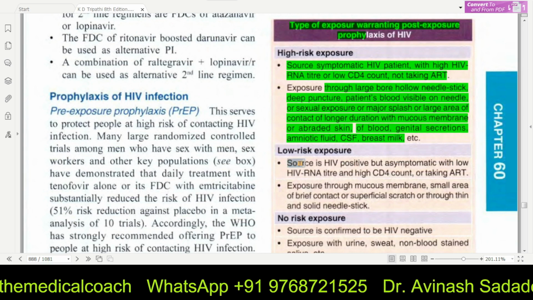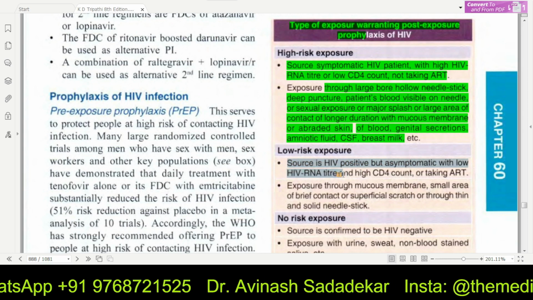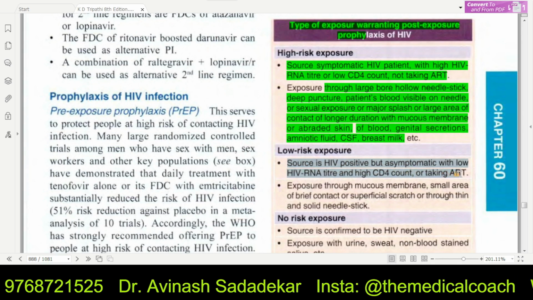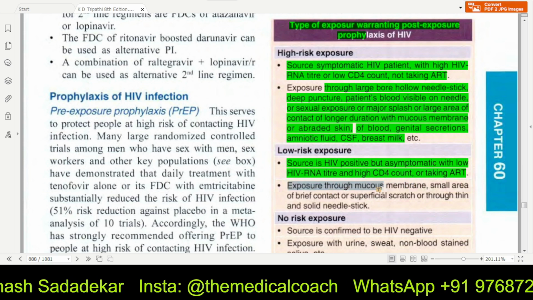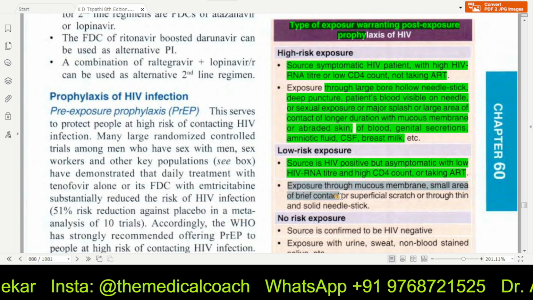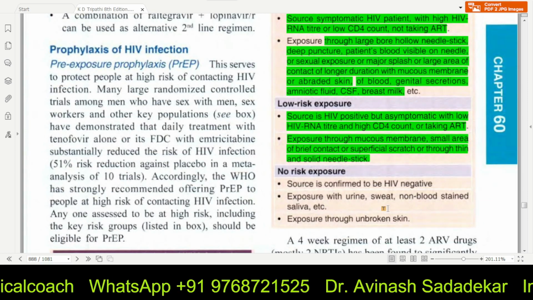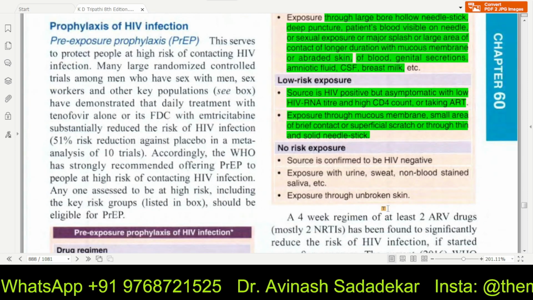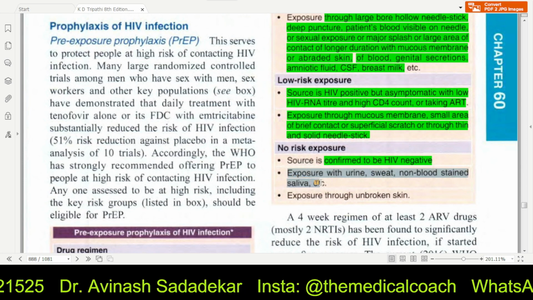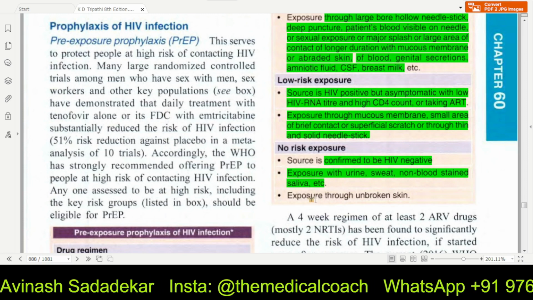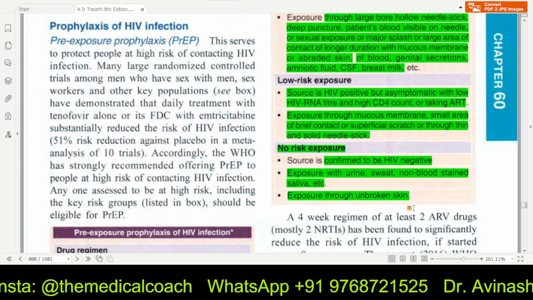Low risk is when the patient is HIV positive but asymptomatic, with low RNA titers and high CD4 count, so his immunity is decently good, is taking ART, and exposure is through mucous membrane or a small area of brief contact or a superficial scratch or through a thin solid needle. Okay, we call it needle stick. And if it is confirmed HIV negative, exposure with urine, sweat, non-blood stained saliva, or through unbroken skin, even if the exposure has happened, there is no risk at all.